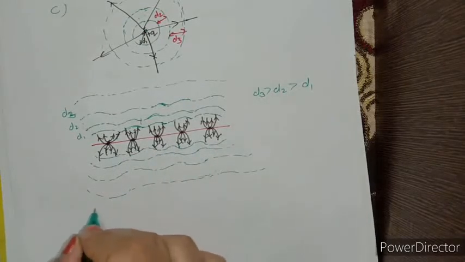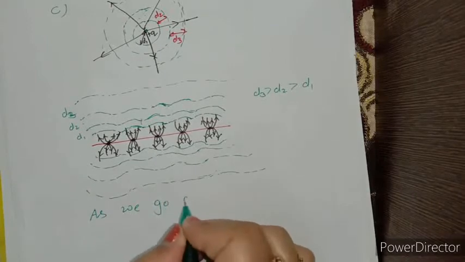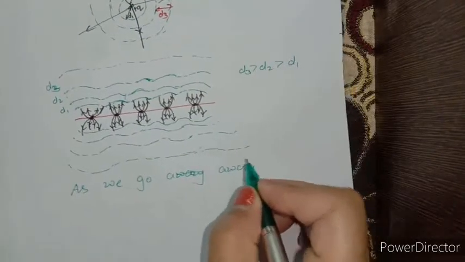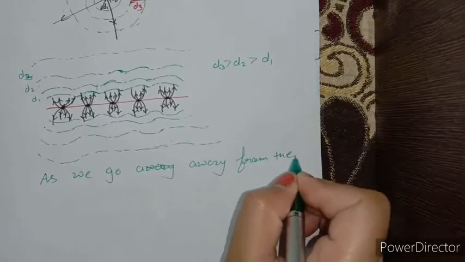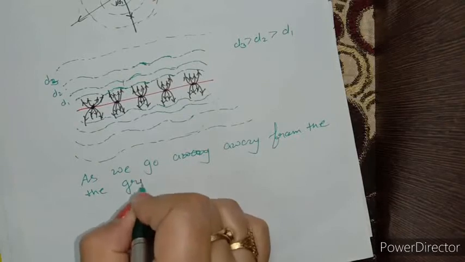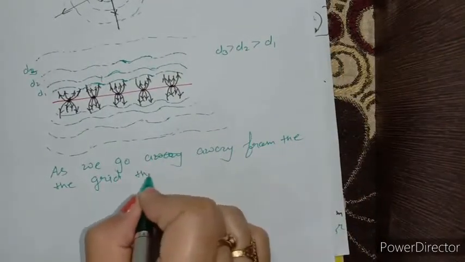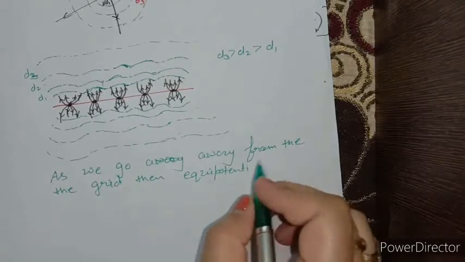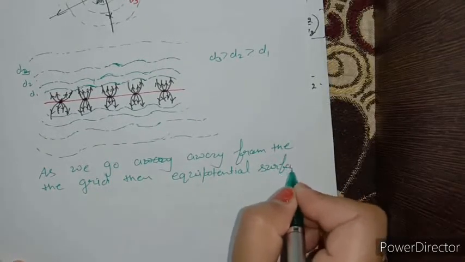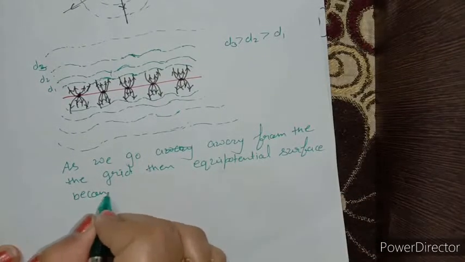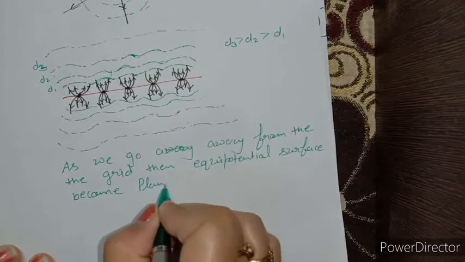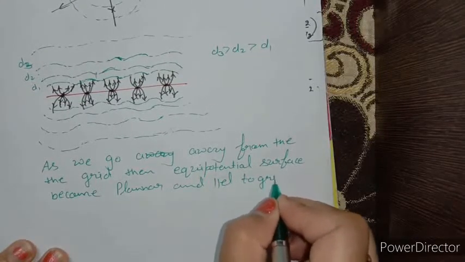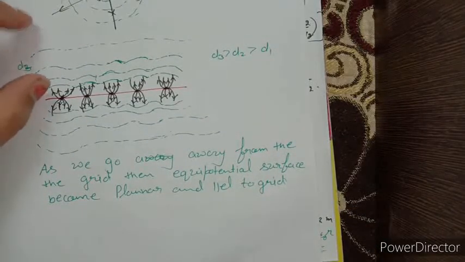as we go away from the grid, the equipotential surfaces become planar and parallel to the grid, because the separation between the equipotential surfaces increases.